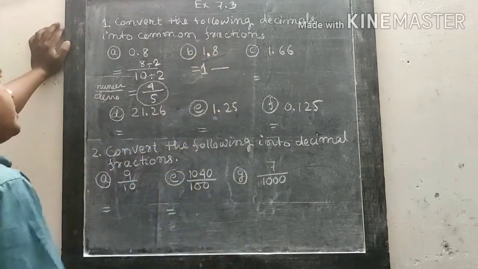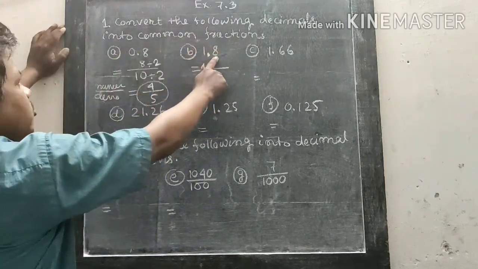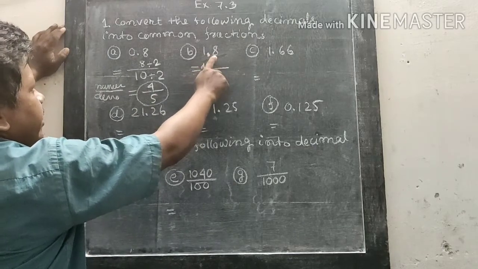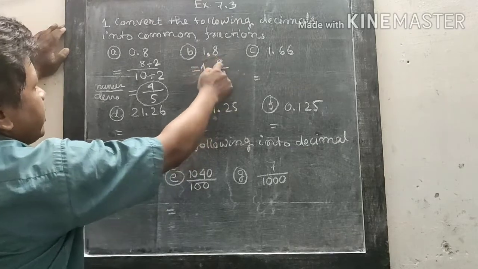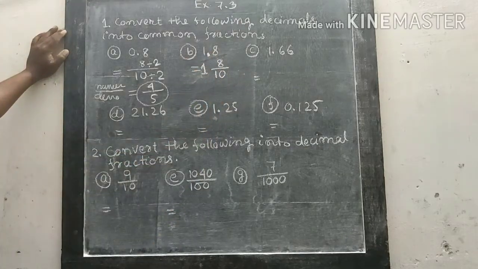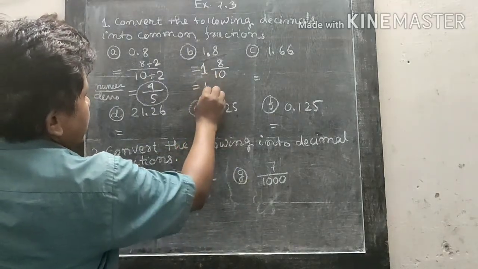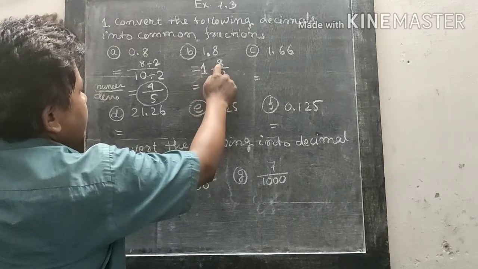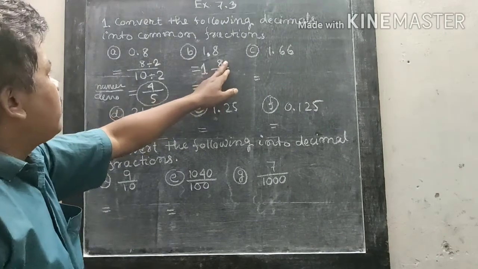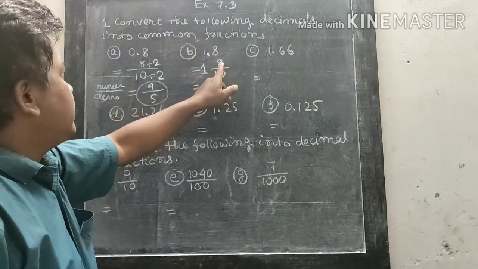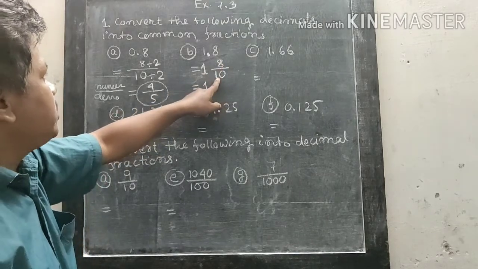We shall only see the fractional part. Here the fractional part is 0.8. Now the place value of 8: we have tenth. The place value of 8 is tenth from our place value table. Now this 1 will come as it was. Then 8 by 10, which has common factors. That is, 8 is divisible by 2 and 10 is also divisible by 2.